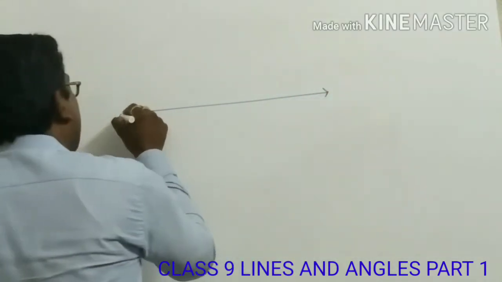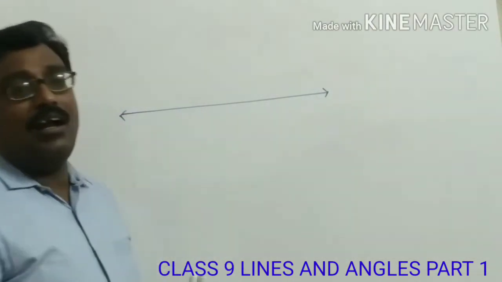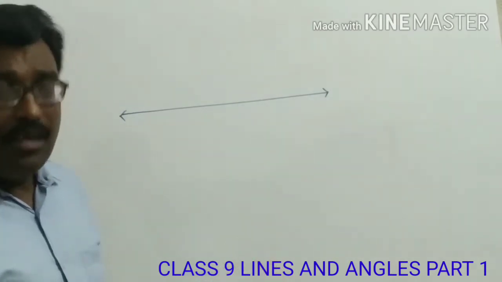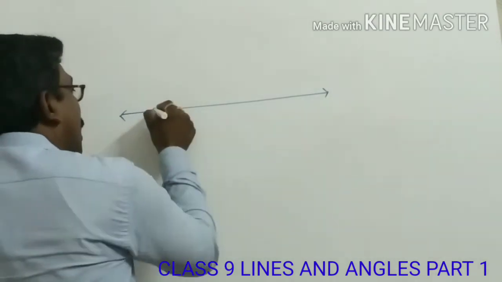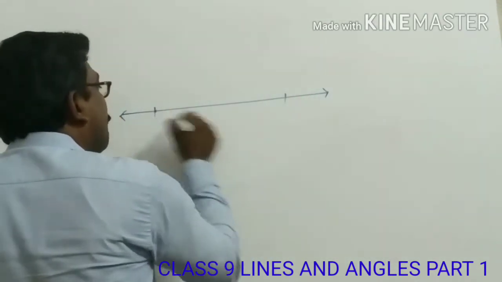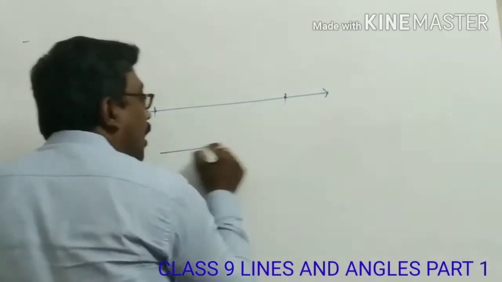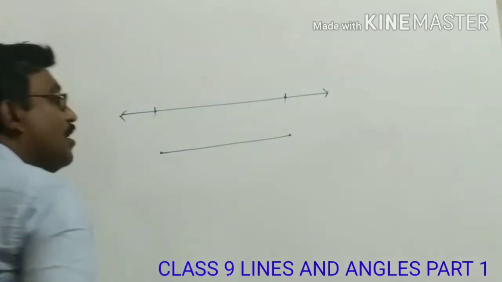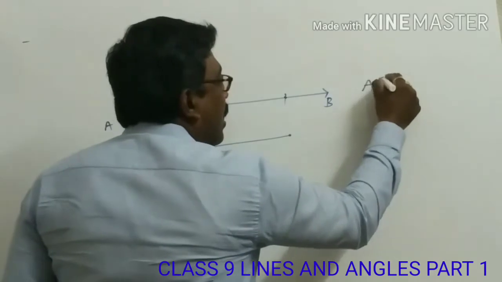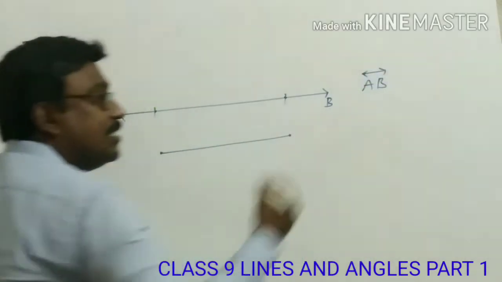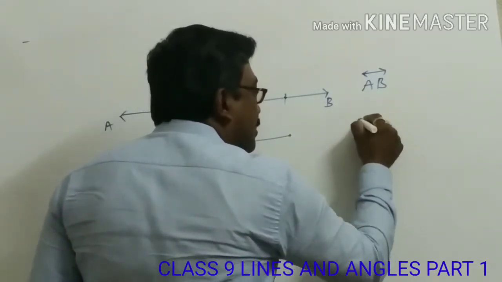A line has uncountable points on it, and we can extend both sides. It does not have a particular length. If you take a part of it, that is nothing but a segment, and it is called a line segment. If it is a line named AB, AB is a line with arrow marks on both sides. And if it is a line segment, both sides have end points.